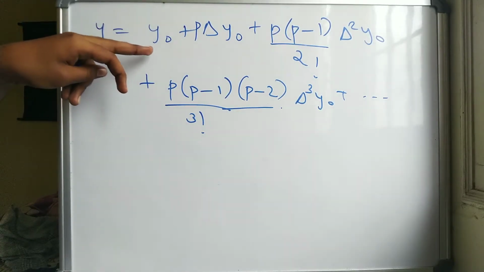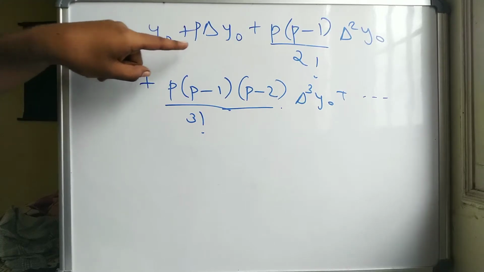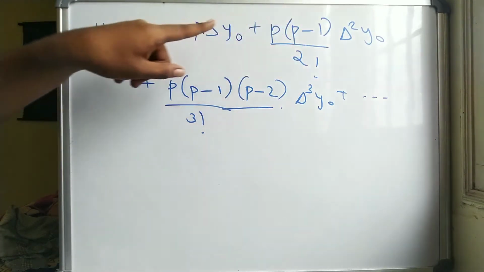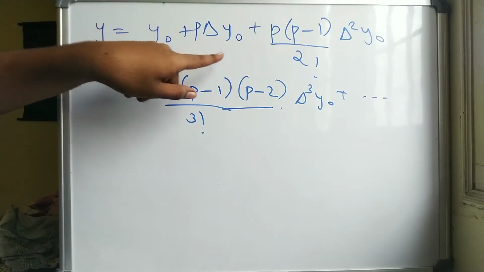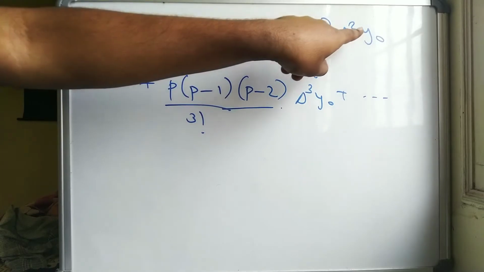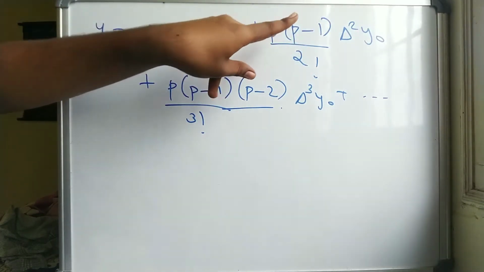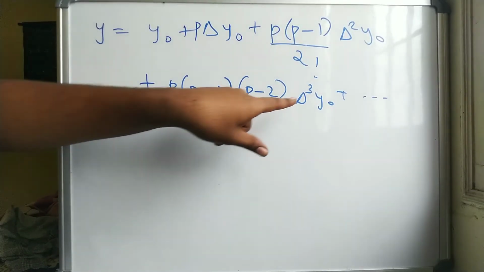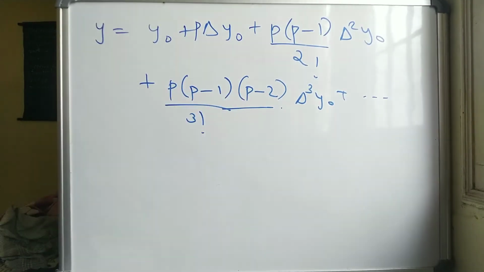To remember this formula you can do one thing: we take the first value y0. When we use delta y0, one p term comes. Here we use 2 factorial, and delta square, so two terms are used: p and p minus 1. Here you can see 3 factorial, and delta cube, so three terms are used. In this way also you can remember. Now we have to substitute the values.